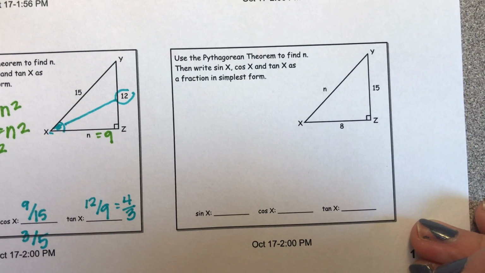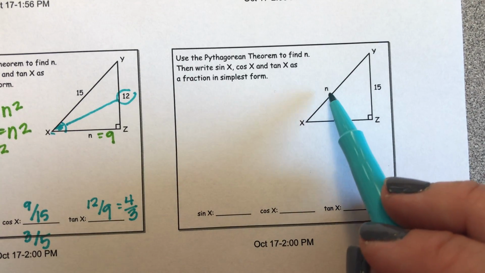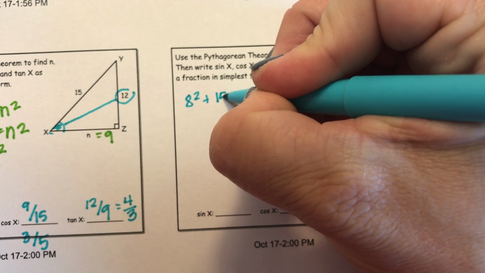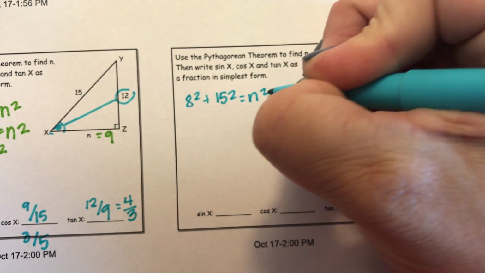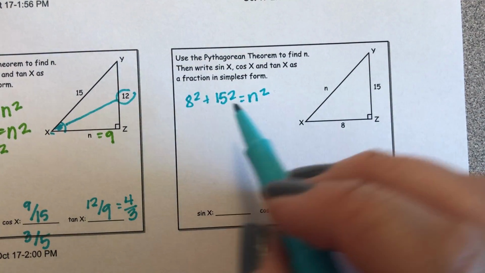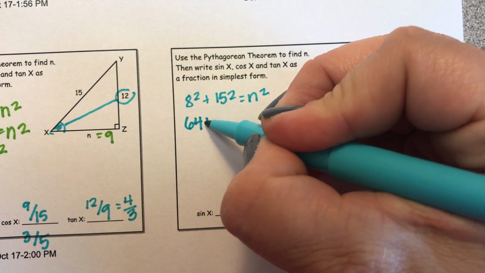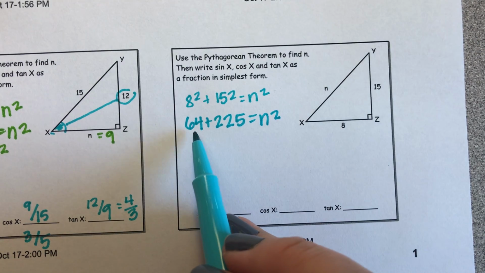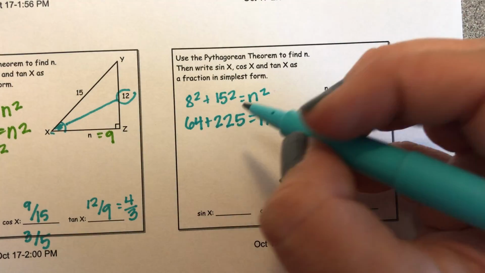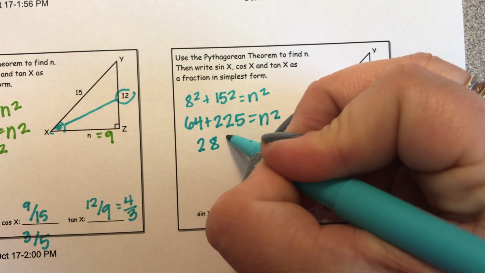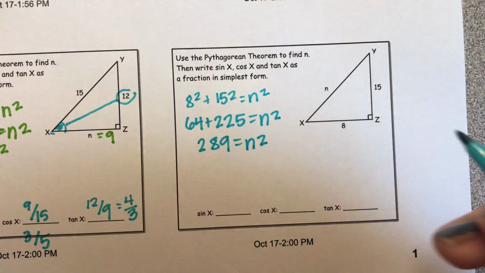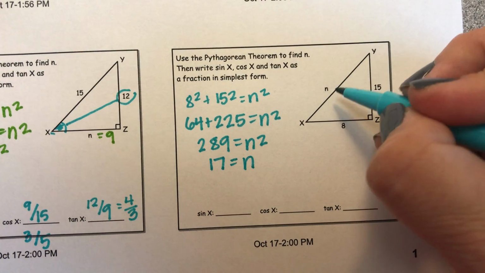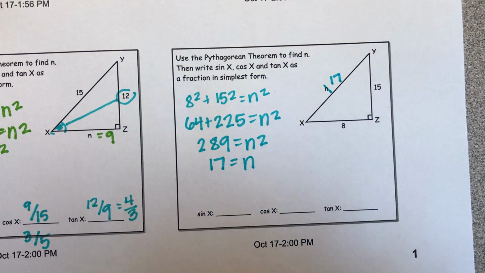And then the last example, okay, we're missing the hypotenuse. So we're going to do 8 squared plus 15 squared equals n squared. And so that gives me 64 plus 225 equals n squared. If I add 64 and 225, I get 289 equals n squared. And then the square root of 289 is 17. So this side is 17.